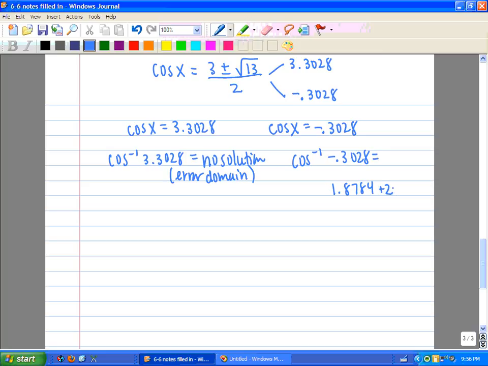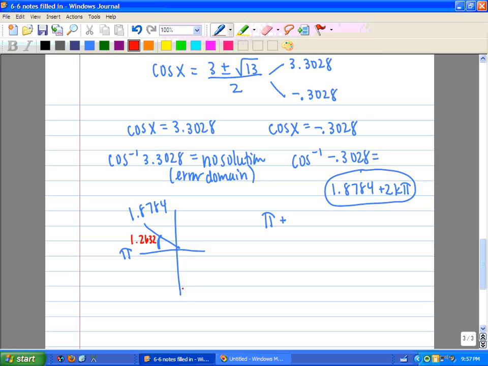Since this is cosine, we're going to have to put a plus 2k pi with that. So there's one answer. For the second answer, cosine is negative. If you think of the unit circle, it's negative in quadrants 2 and 3. If we map it out here, 1.8784 will be somewhere in here. I'm just making up an area here. To figure out how far that is from pi, we can do pi minus that, and I got 1.2632. If we want to mirror that in quadrant 3, then we would do pi plus that number.